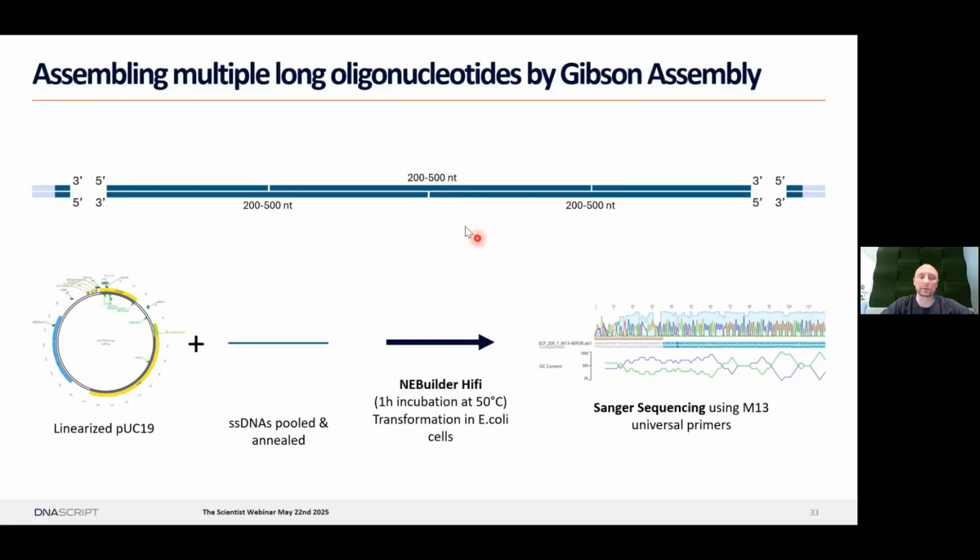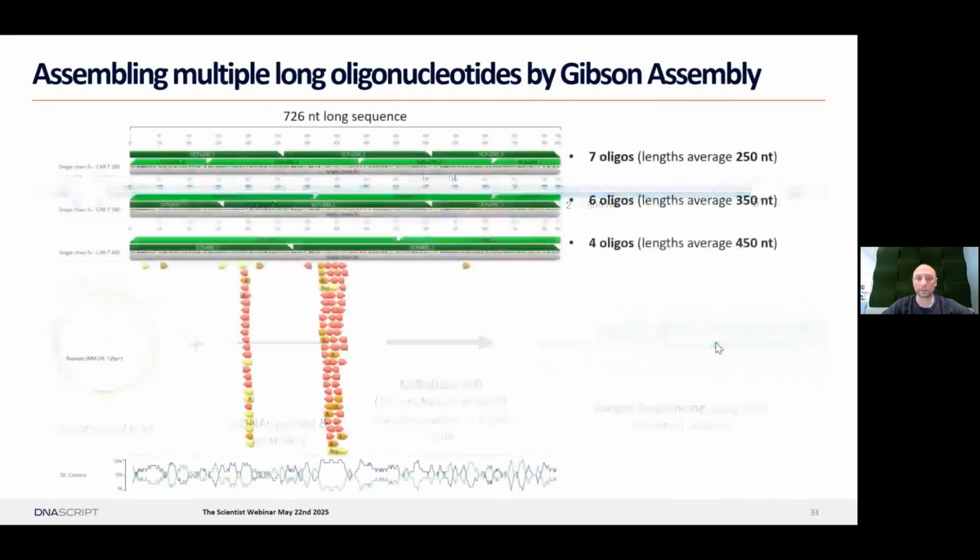So basically what we tried here is to use long oligos to create a double-stranded fragment that we can then assemble into a Gibson reaction. So it's like a gapless assembly of the oligos. You take your vector of interest, linearized. You have your pooled oligos that have been annealed together, and you submit it to a Gibson reaction. And then we sequence and we get the results.